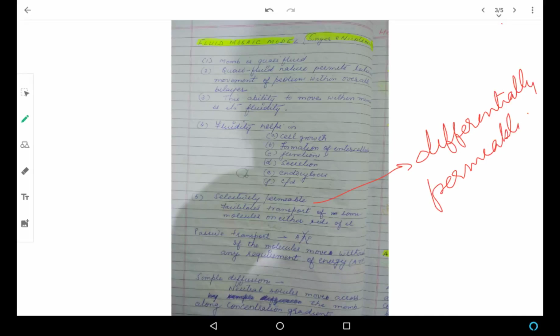The transport is of many kinds. Passive transport is the transport in which energy molecules are not expended and they are not driven by energy. Such a transport doesn't require energy.